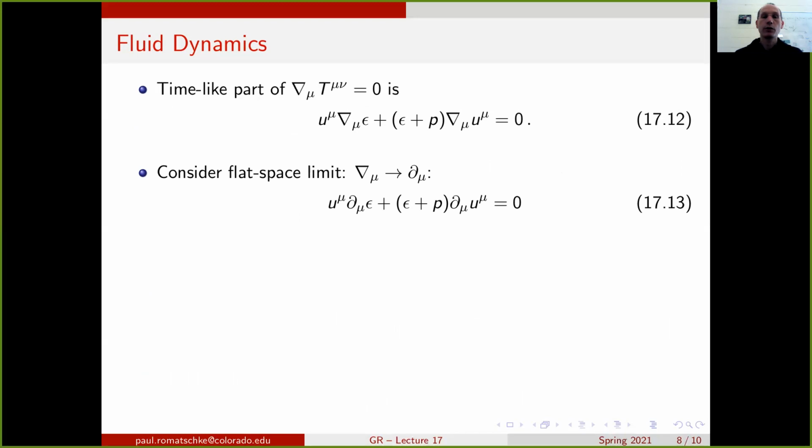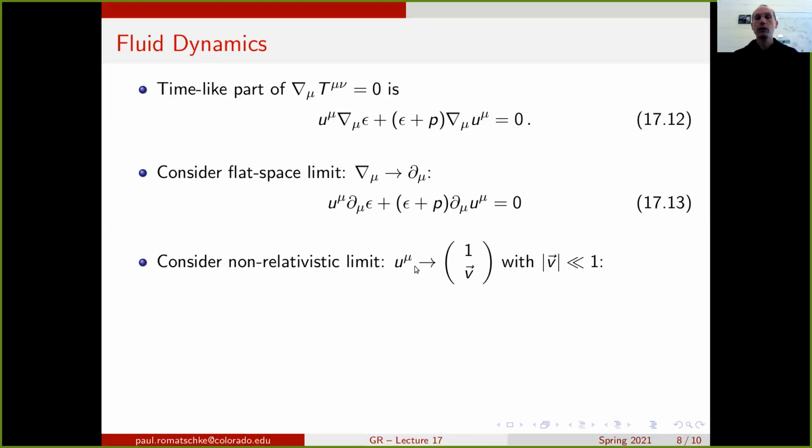It's easiest for us to first consider the flat space limit, where the covariant derivative ∇_μ goes over to the regular derivative ∂_μ. So we find that equation 17.12 just has this particular form here. And next, what we want to consider is the non-relativistic limit, where this 4-vector u^μ is expressed in terms of 1 in the time-like direction and some velocity v in the space-like direction. We will take v to be very, very small because we want to consider small speeds, so non-relativistic speeds.